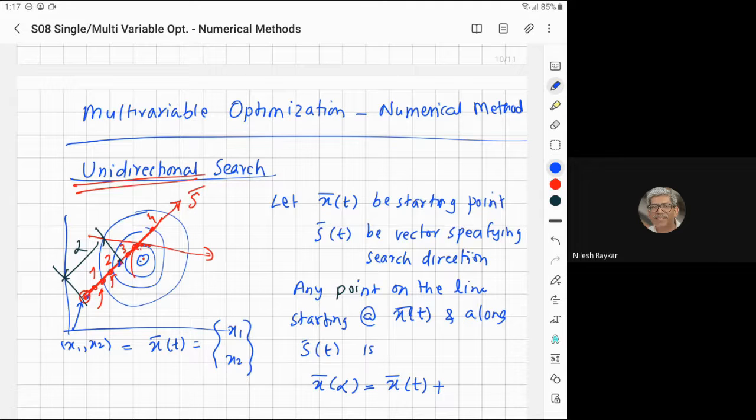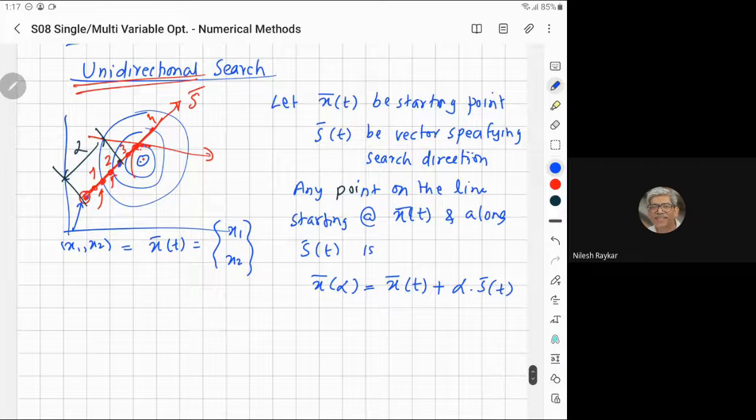So you are ready. This is your starting point and this is your vector direction. You are trying to predict all the points along this line. It is alpha S bar t, alpha into S bar t. Any point along this particular vector can be represented in terms proportionate to the distance. Small distance means small alpha multiplied by the magnitude of this vector, and that will take you to the new point. If alpha is larger, then you will reach a further point. So it is alpha times S bar of t.